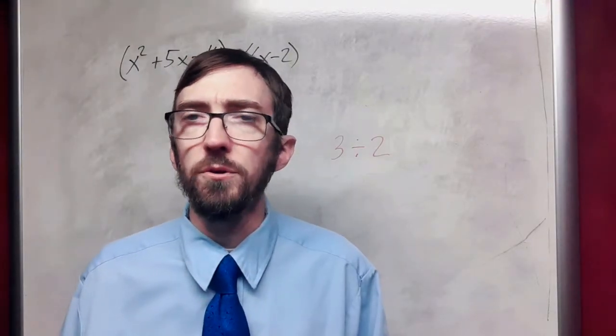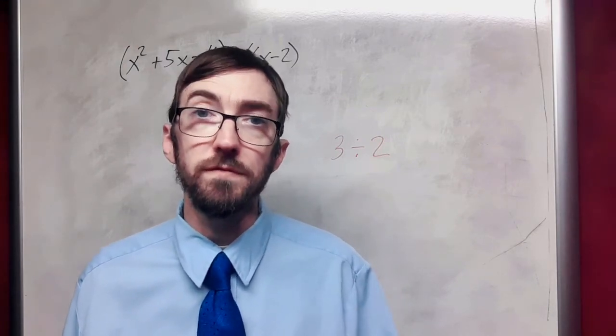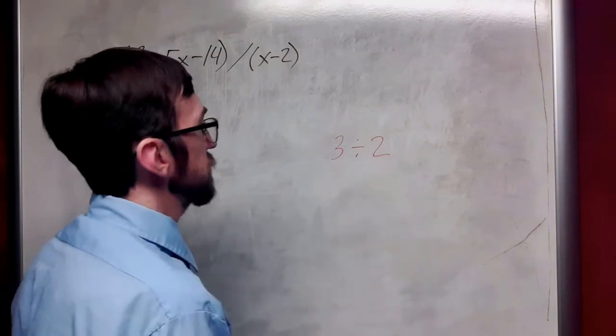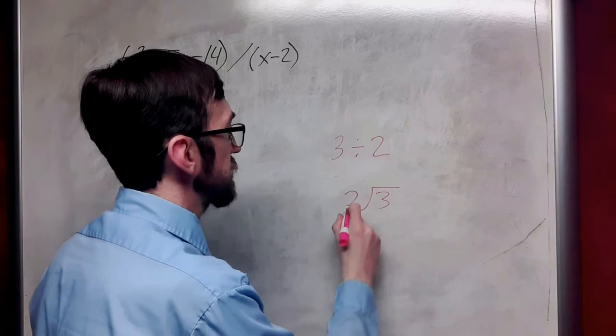are going to look at polynomial division. But before we do that, I want to look at what happens with division with integers. Starting with 3 divided by 2, we would write this as 3 with the division bracket and 2.